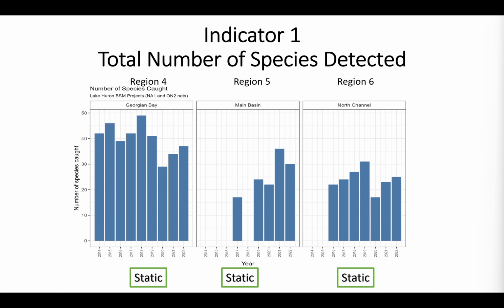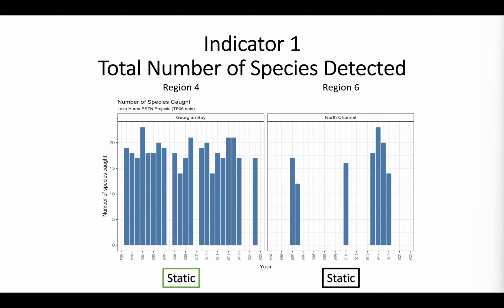Same thing with Canadian waters. There's a little bit of variability from year to year, but looking at the broad scale monitoring work, it's relatively stable. Again, no new establishment of invasive species or extirpation of native species. And then same thing with the early spring trap netting, pretty static, pretty stable.